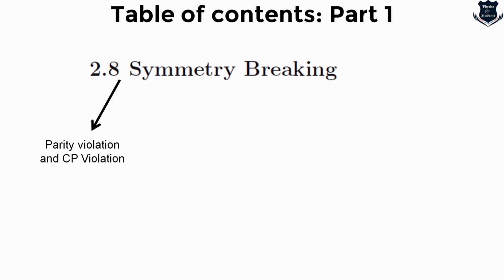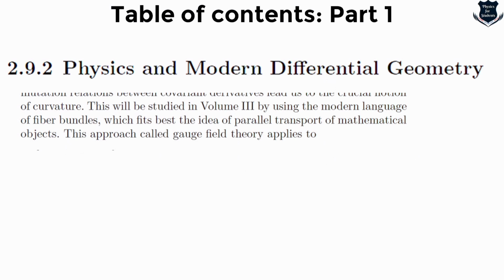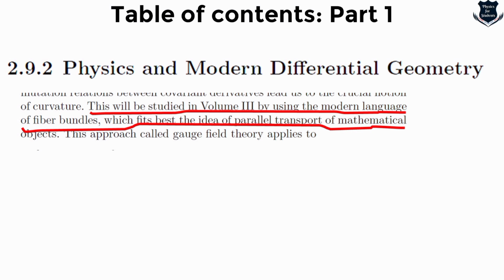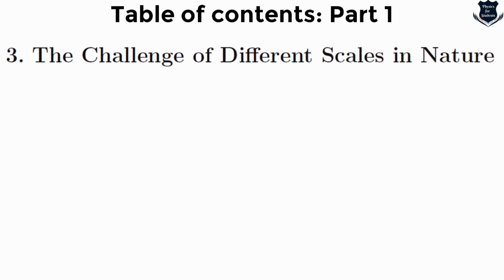Symmetry breaking has been divided into parity violation and CP violation, irreversibility, splitting of the spectral lines, spontaneous symmetry breaking, and bifurcation and phase transition. This is how it divides. I'm not going into details; it would be better if you read it. Now when we go into physics and modern differential geometry, not much has been told in this chapter. As he mentioned, this will be studied in volume 3 with the modern language of fiber bundles, and he just summarizes this section, telling the emergence of curvature and that force is equal to curvature. So 2.9.2, physics and modern differential geometry, is not much covered here, and is covered in chapter 3.